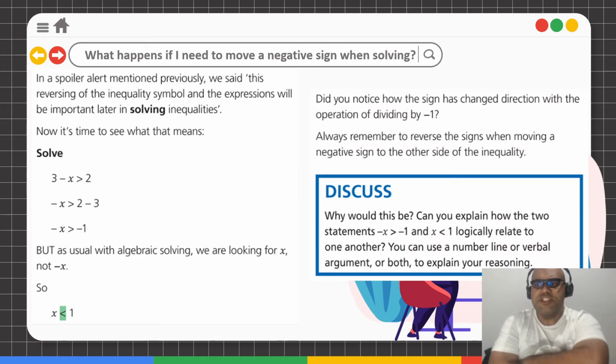Did you notice, guys, how the sign has changed direction with the operation of dividing by -1? We're dividing here by -1, or multiplying by -1. Remember, guys, as I told you, we need to move the math operation. We're talking about when we need to move a negative number by multiplication or division. I'm not talking about subtraction. I'm talking about multiplying or dividing by a negative number. We need to flip the inequality. Great. Remember to flip the inequality.